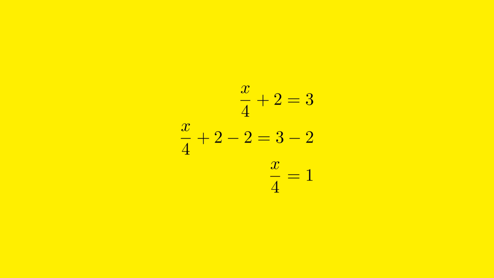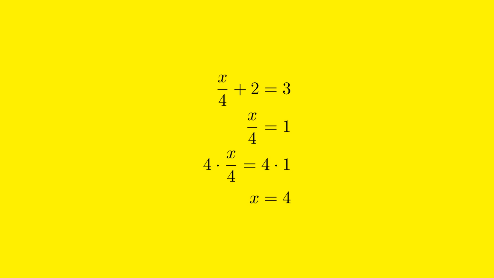The equation x divided by 4 plus 2 minus 2 becomes just x divided by 4 on the left side, because plus 2 and minus 2 cancel each other out. On the right side, we have the number 3 minus 2, which equals 1. Now the equation is simplified to x divided by 4 equals 1. This ends step 1.